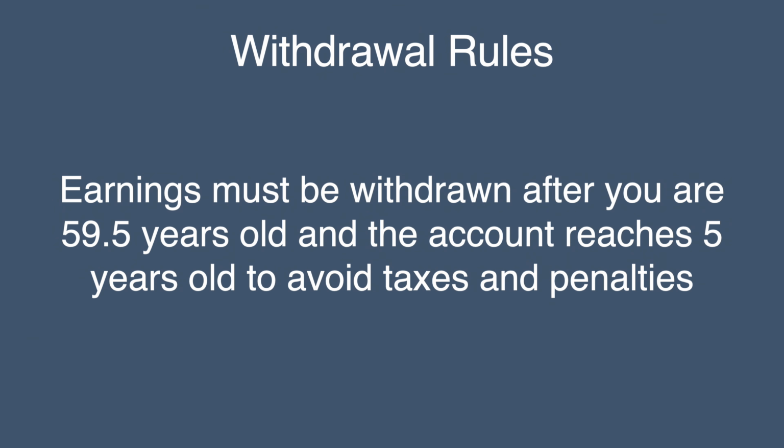In order to withdraw earnings, you must wait until you're age 59 and a half and until your Roth IRA account is at least 5 years old. If you withdraw the earnings early, you're subject to a 10% penalty plus ordinary income taxes.